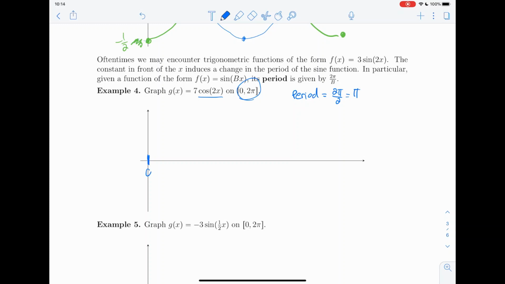I'm going to put those on my x-axis. Then I'm going to give myself enough tick marks, pi living in between, maybe pi over 2 living between that, and 3 pi over 2 living between that. And what I realize is that from 0 to pi, only on this half, I need to go through an entire cosine wave.